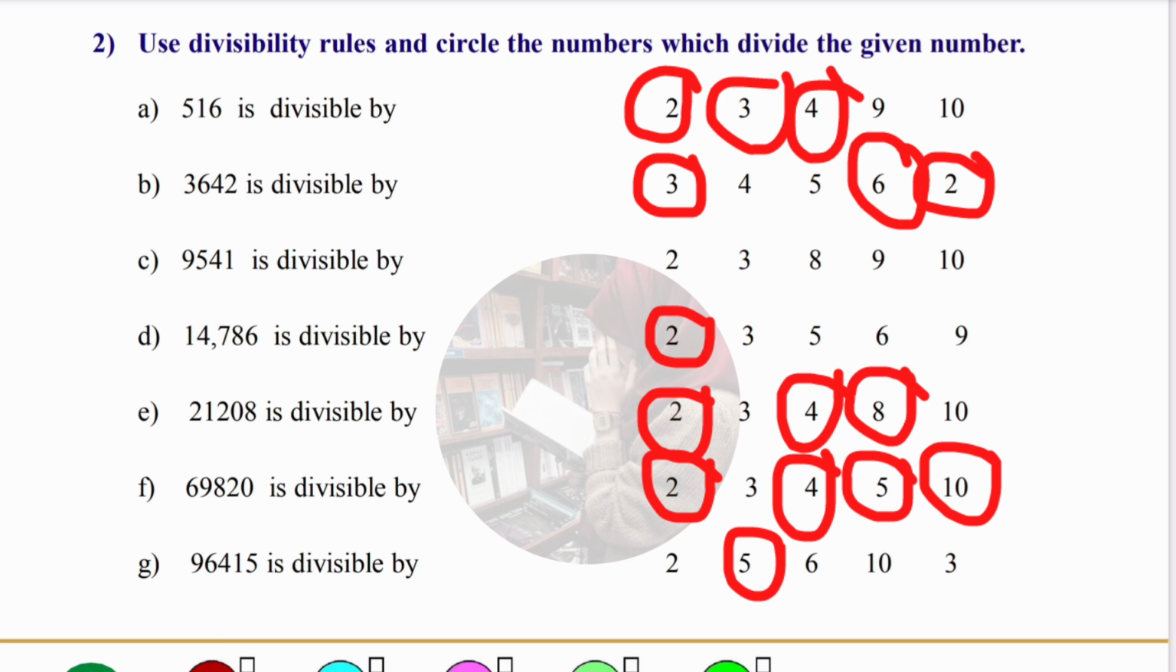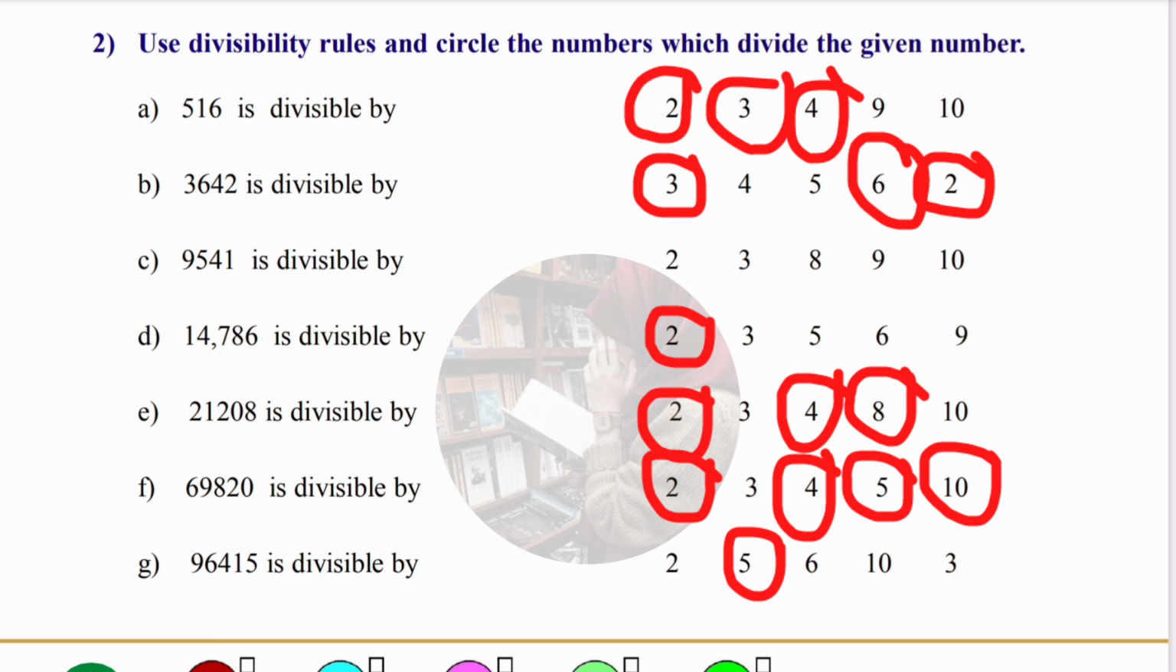Next, we have 9541. 1 is the last digit, which is an odd number. It is not divisible by the even numbers like 2, 8 and 10. The rest, 3 and 9, are also not divisors of the given number. That's why we can't circle any number for this one.